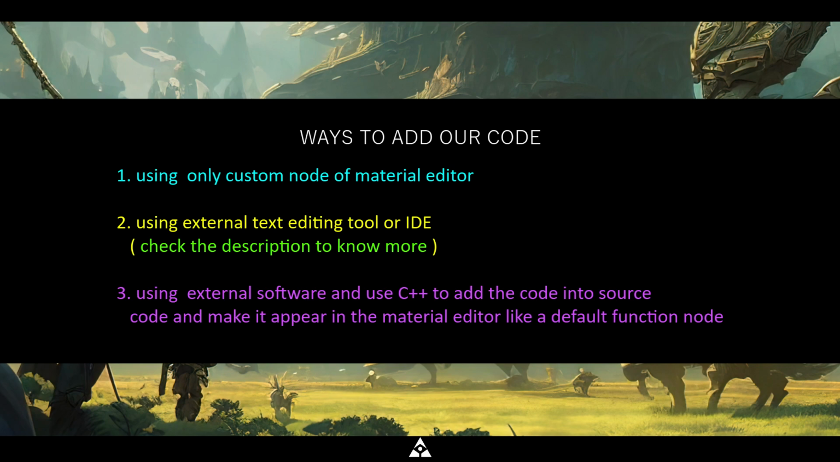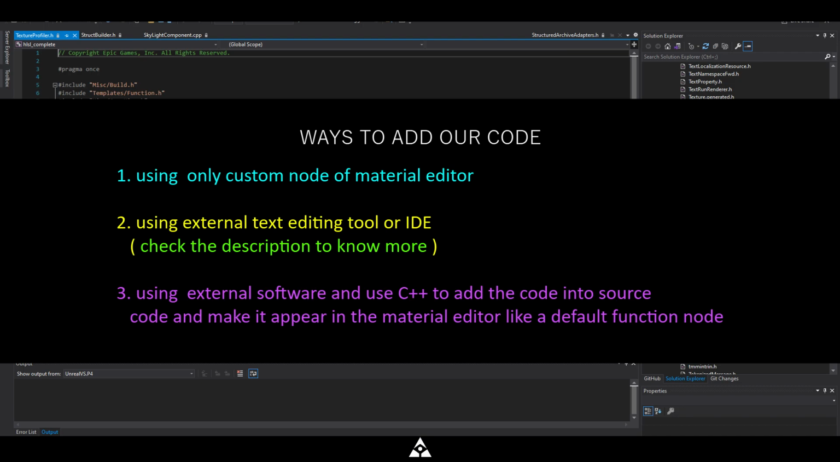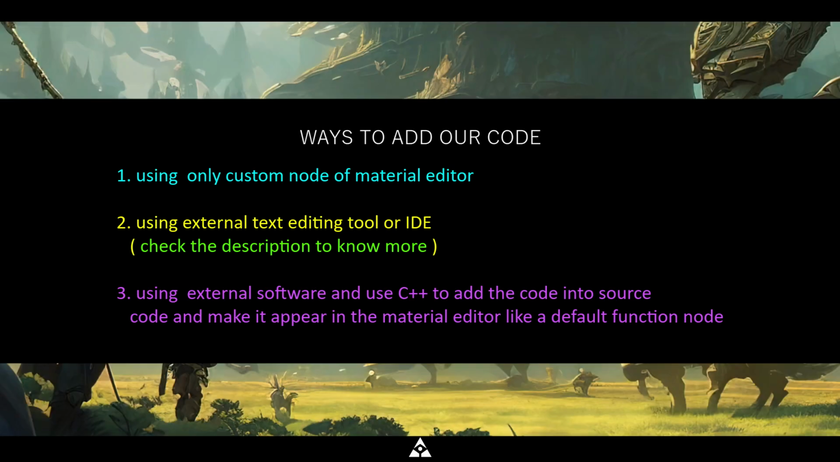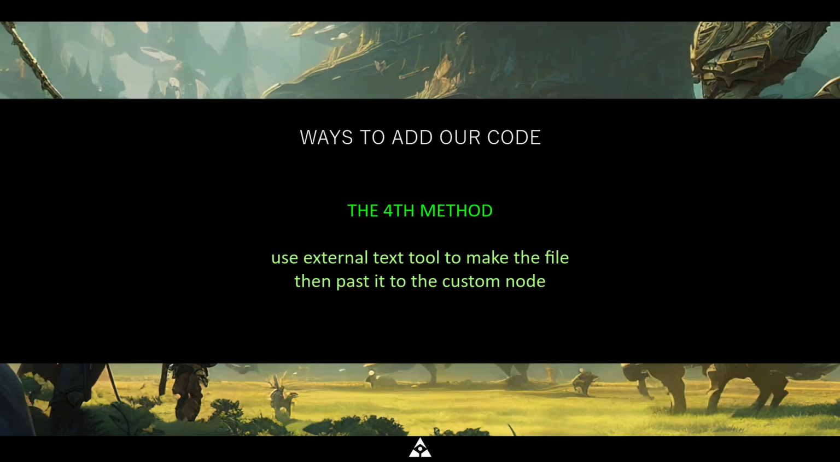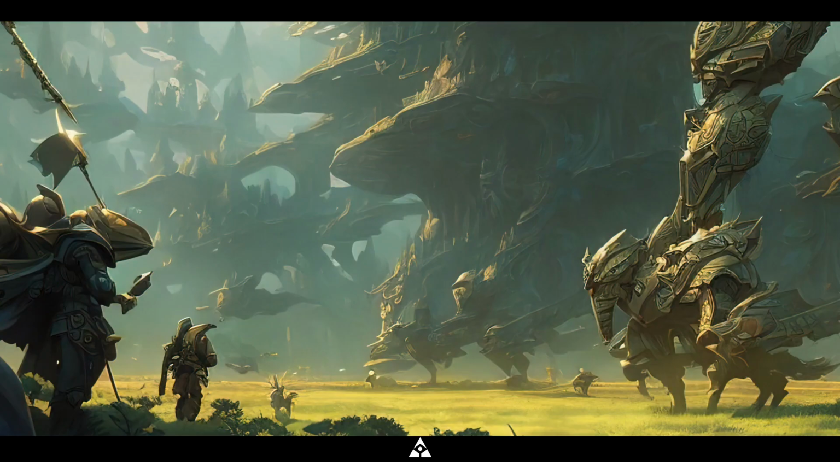As it seems to be, the last one is the most advanced one, and you also have to learn C++ coding and handling of the source code in order to do it. Eventually, we will go through all of these methods, but as we have just started to take off, we will use a 4th method. In this way, we simply type our code to a simple text editor tool, then we copy and paste it back to the custom node of Unreal and use it.